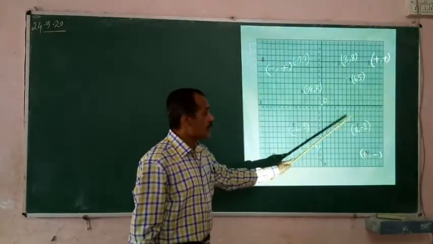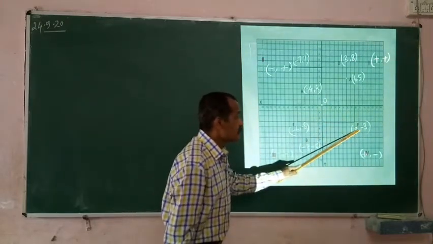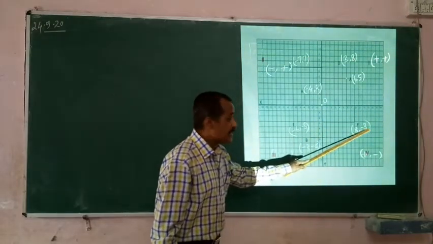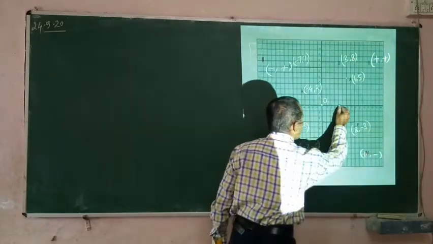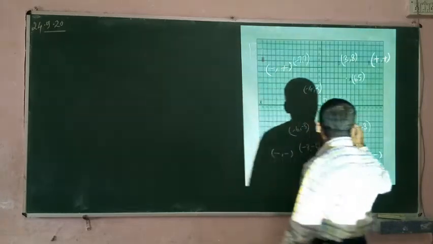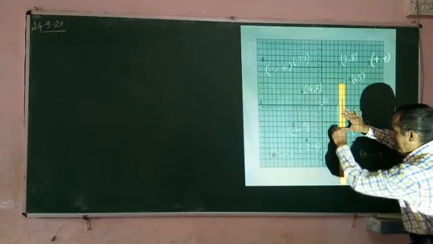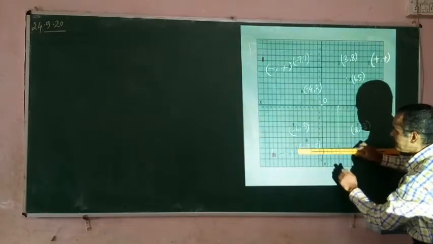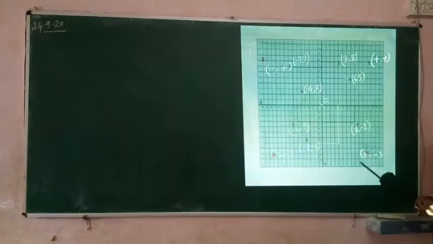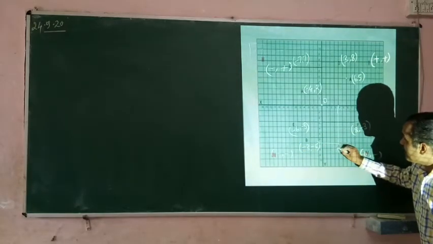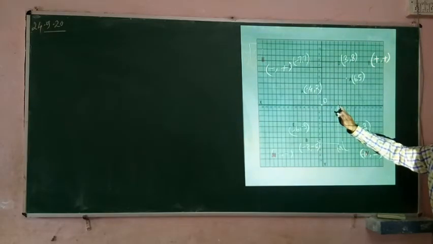Coming to the last part, see here, x value is positive, y value is negative. I can mark one more point here, for your practice. Yes, I will mark this point as point M.